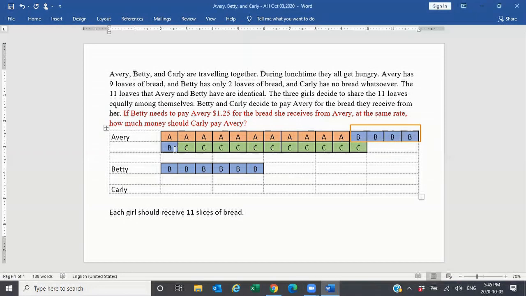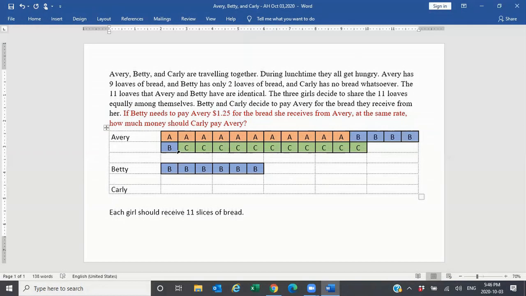Okay, and then there's this other slice over here. If each slice is worth 25 cents, that has to be 25 cents. And to know that we got our answer right, $1 plus 25 cents is $1.25, which is all the bread she receives from Avery. Now that we did that, now we need to know how much money Carly needs to pay Avery for the bread she received.